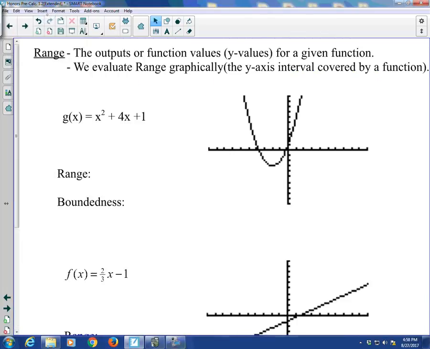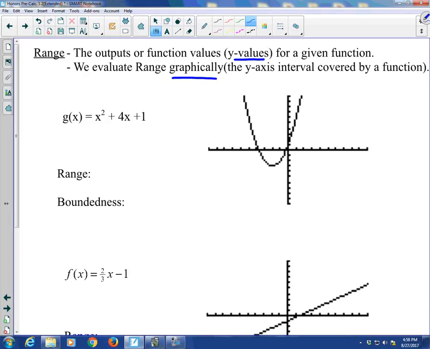All right, guys, so now we're going to talk about range. And in general, we're going to say that the range is the outputs or the function values for a given function. Now, we know that the function values are the y values of the function, or the y values in the ordered pairs of the function. And in general, when we talk about range, we're going to say that we want to identify a range graphically.